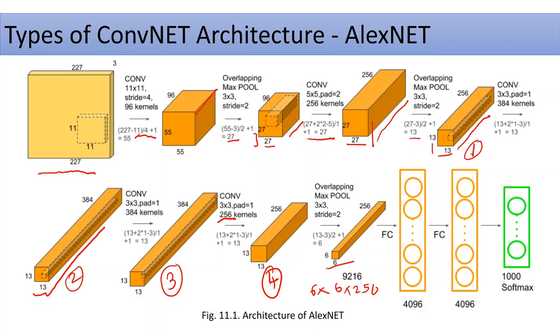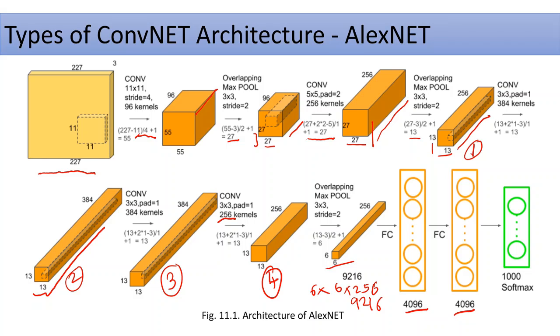Now what we learned in our FCL part, we take the multiplication of these and convert it into a row vector or a column vector. So this 6 into 6 into 256 gives us a 9216 vector, 9216 units, and we can use those units like neurons.